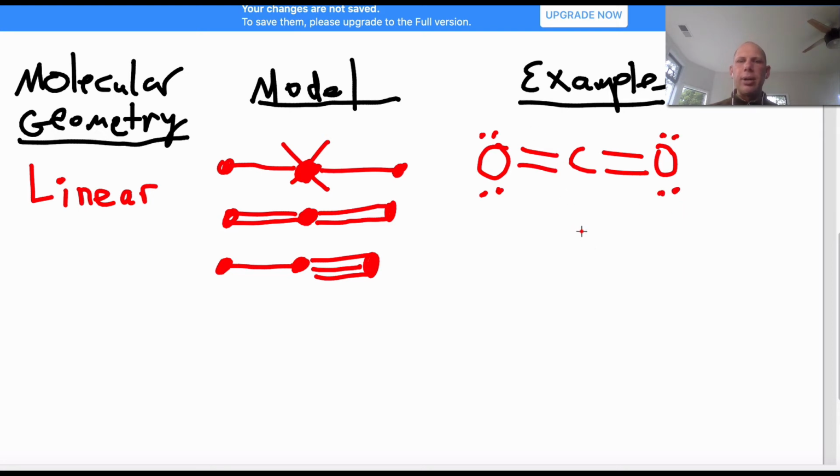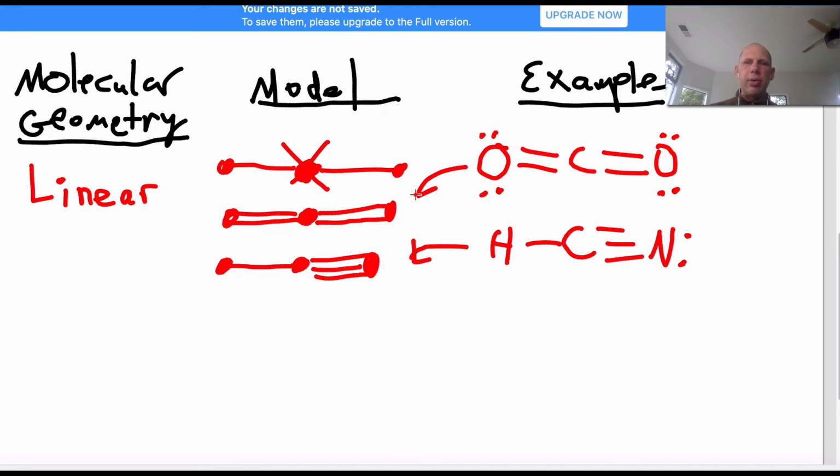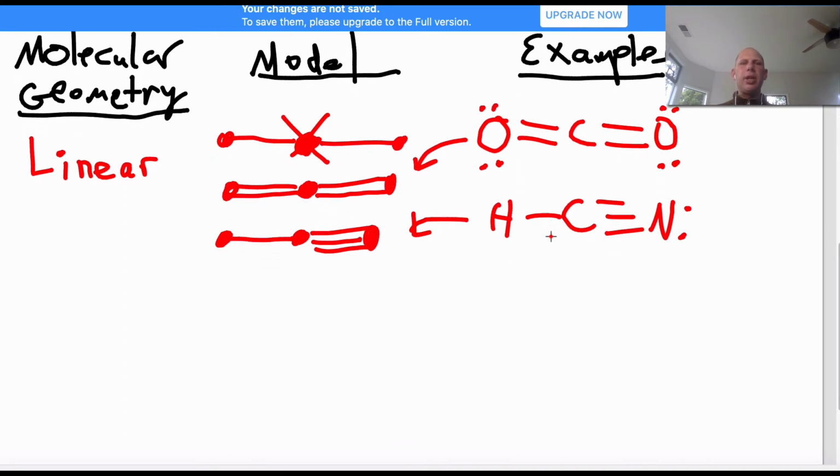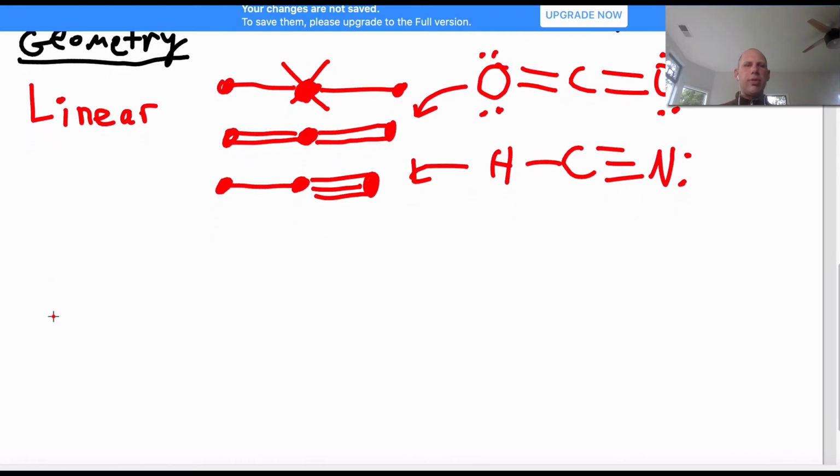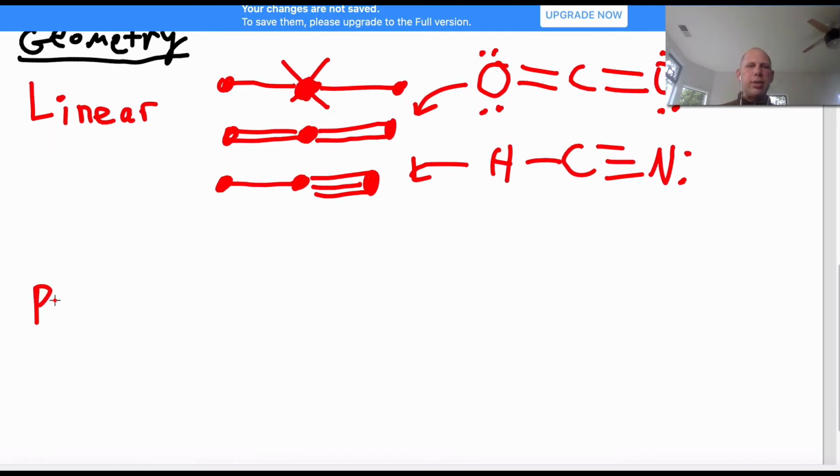Another example of something like this is hydrocyanic acid. And notice there are lone pairs here, but none on the central atom. So that is an example of that model right here. And that's an example of that one right there. Okay. The next shape that we can have is a shape called bent.